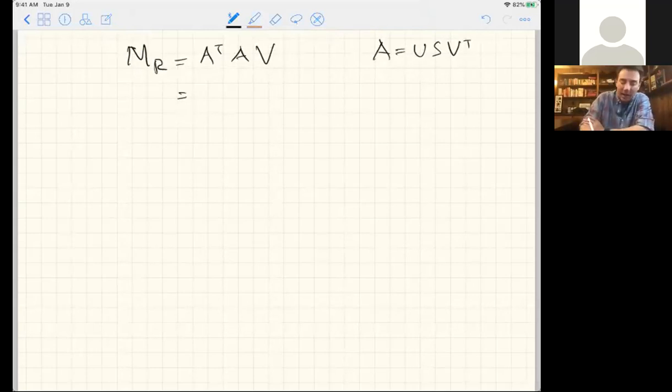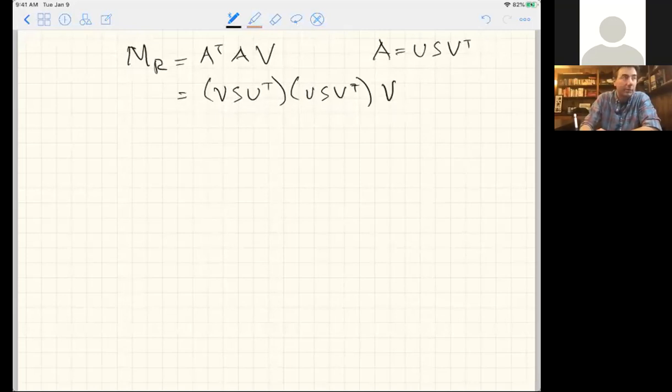And so what this will do is I'm going to get V S U transpose. I've done the transpose of A after I've done the decomposition. What that does is it switches the order of everything and it transposes all the matrices. S transpose is back to S again, essentially ignoring that it's N by D instead of D by N. And then this is U S V transpose, times V.